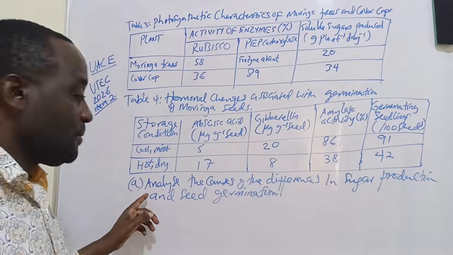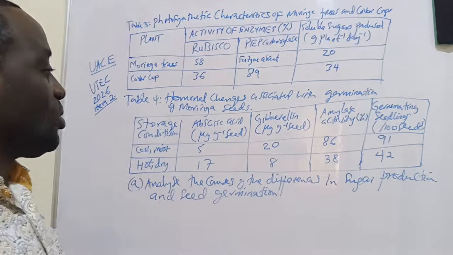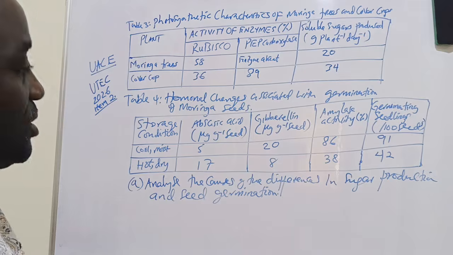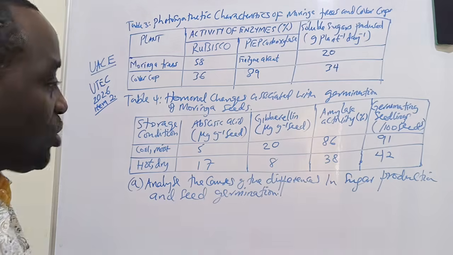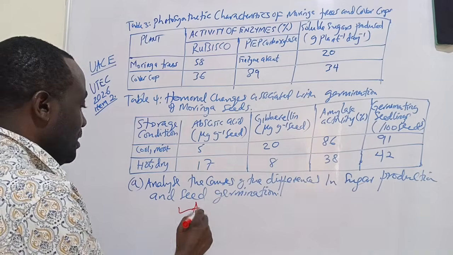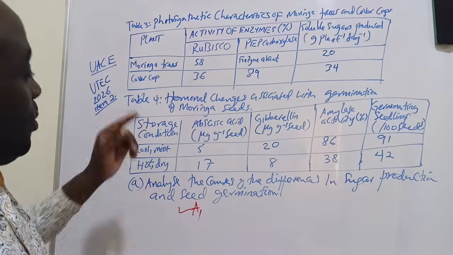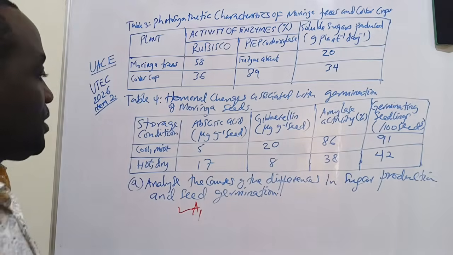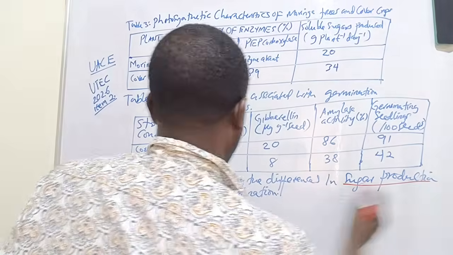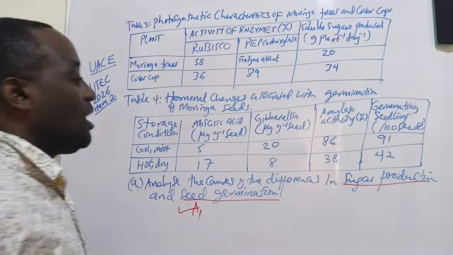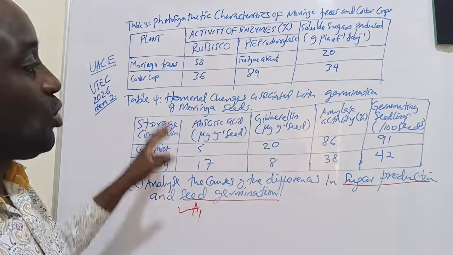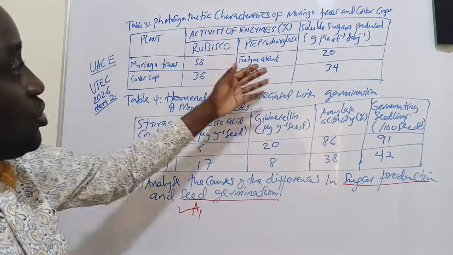Now, task A: analyze the causes of the differences in sugar production and seed germination. The first marker given here, you have to quote the trend. Of course, what is going to help us here? Because here we have two things: sugar production and seed germination. Now, we need to first of all handle sugar production alone. The first marker awarded here is to quote the trend using table 3, where it is sugar production.